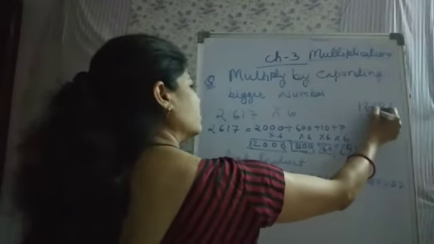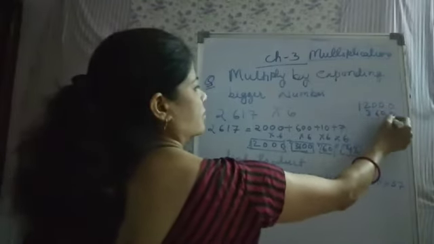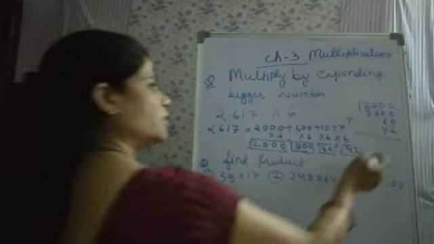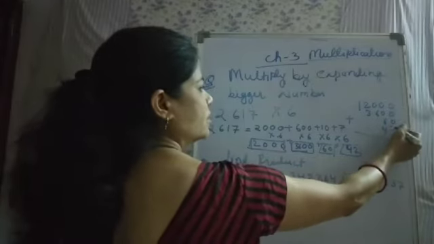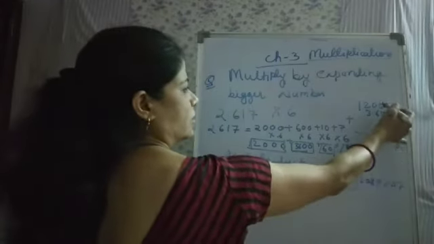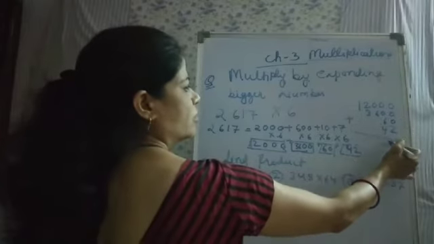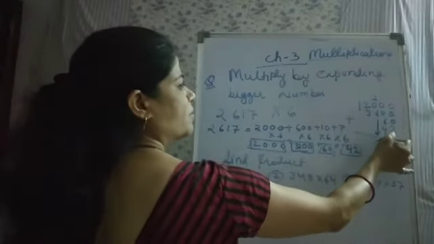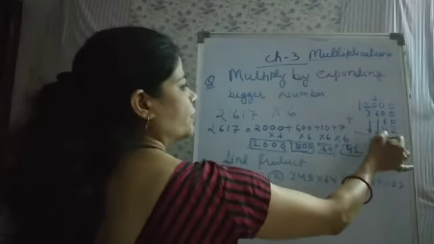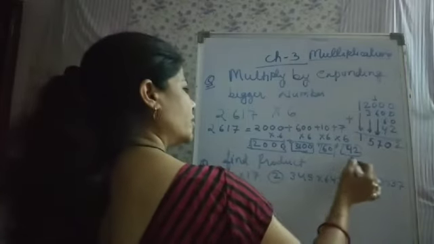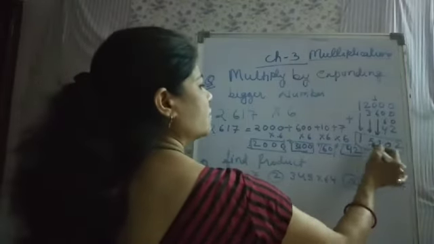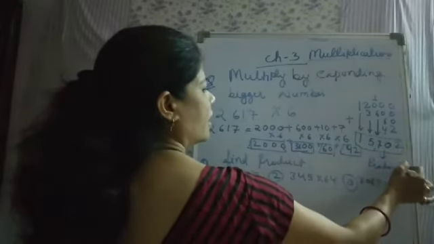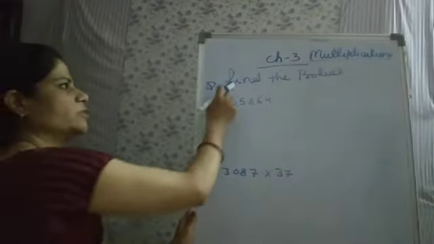Now you have to add all these numbers. 12,000, then 3,600, then 60 and 42. Add all these numbers. 0 plus 0 plus 0 plus 2, you will get 2. 0 plus 0 plus 6 plus 4, you will get 10. So write 0 in answer, carry over 1. 1 plus 6 will be 7. 2 plus 3 will be 5 and 1 as it is. What are you getting here? 15,702. This is the product. This is the answer.